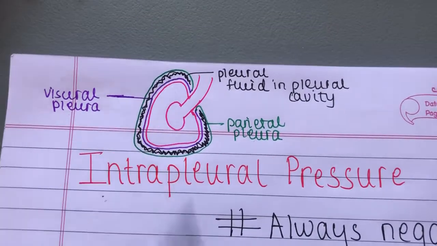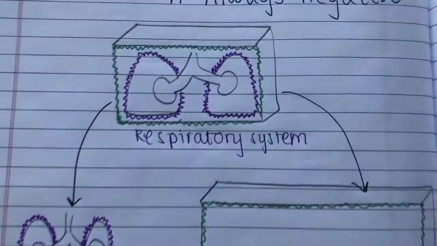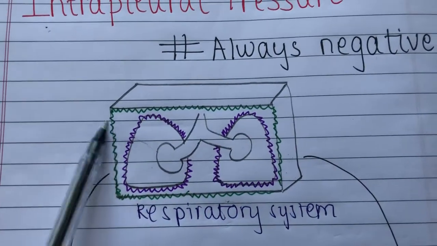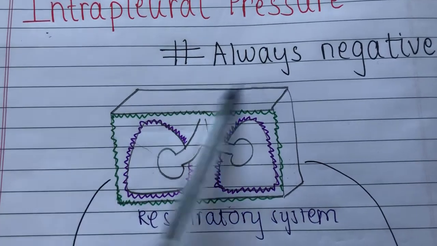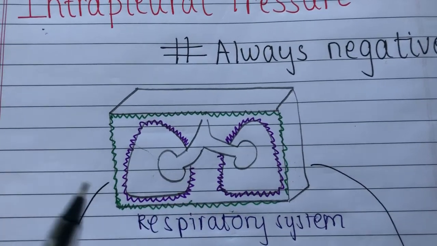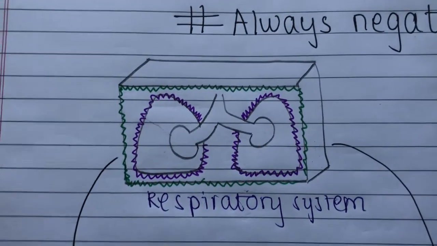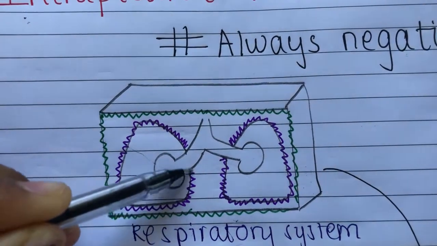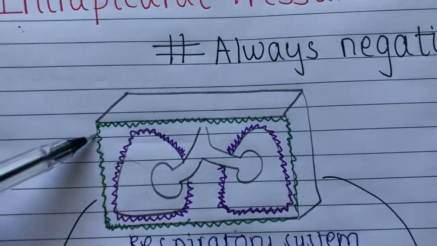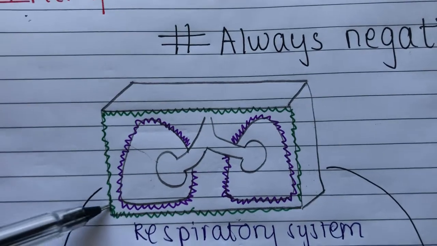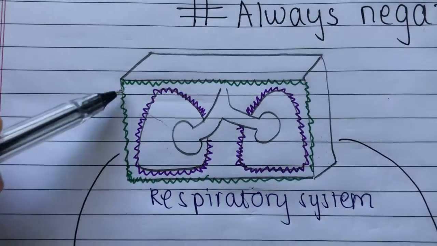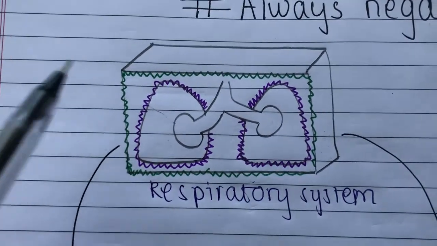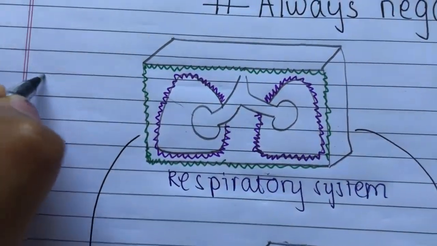Now we'll see why it is generated. Let's come to this diagram. As you can see, this is the respiratory system. These are the lungs and this is the chest wall cavity. The cube represents the chest wall cavity in which the lungs are suspended. Right? Now, as you can see, this is the visceral pleura. As I already said, it is attached to the lung surface, and this is the parietal pleura. It is attached to the chest wall cavity. Now, this is how the respiratory system looks when the system is at rest, that is at its resting volume.